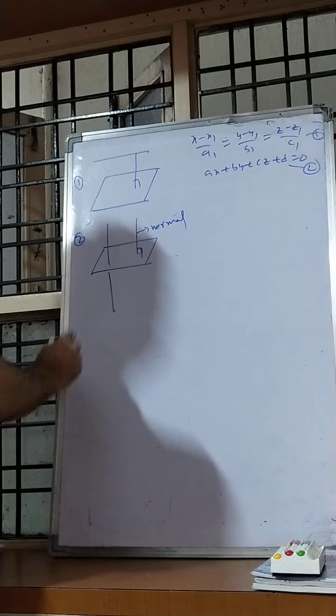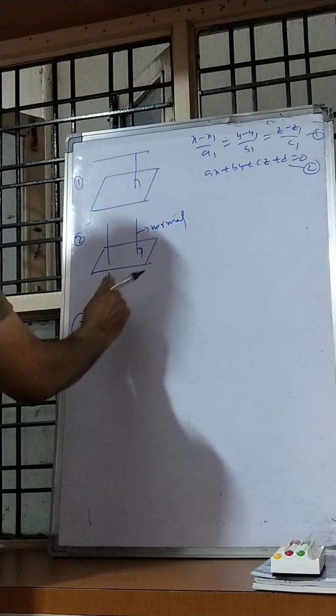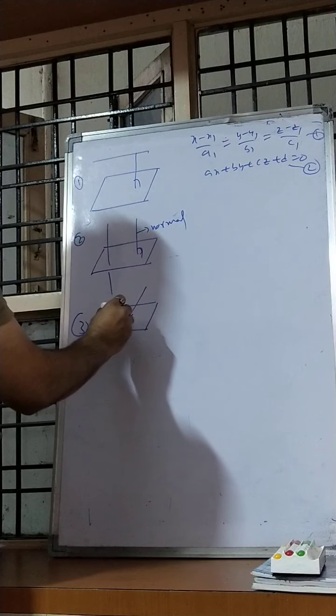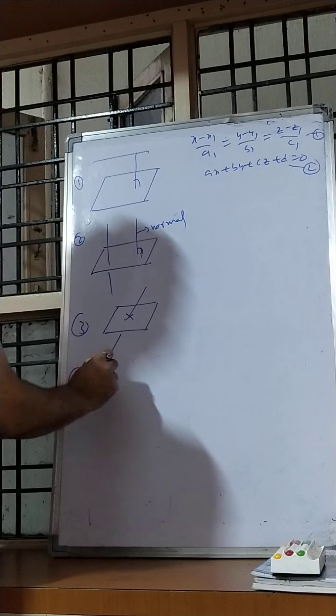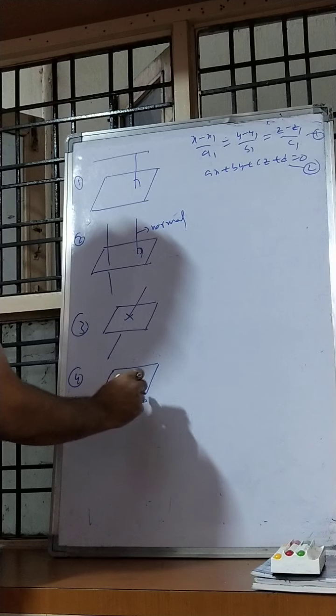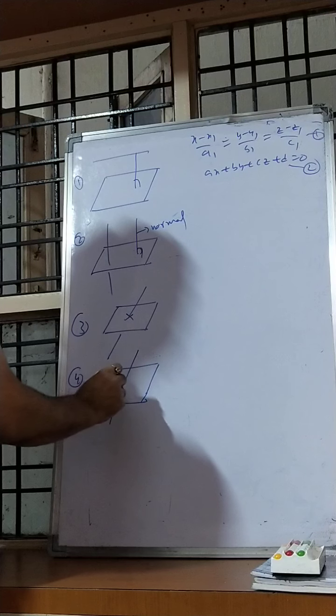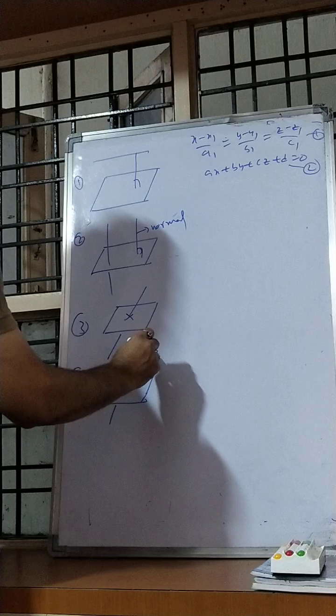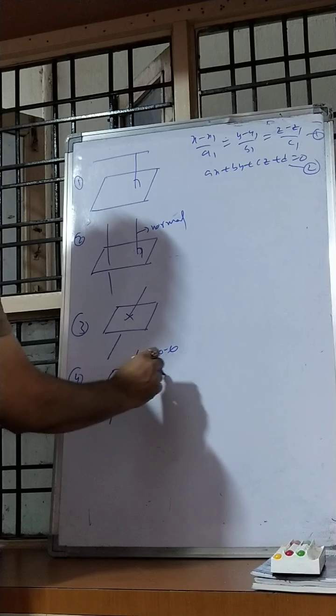This is normal, like this. The next one is, they may ask you for the point of intersection. The fourth one is, they may ask you for the angle between the plane and line. If it is theta, then it becomes what? 90 minus theta, because it is normal.